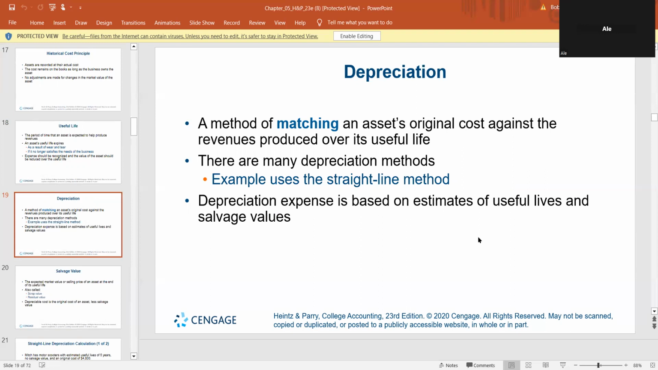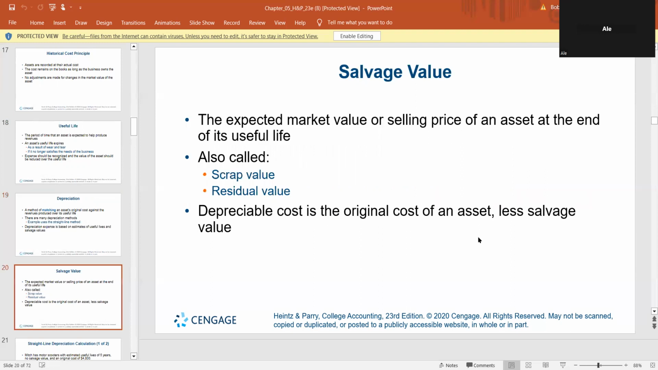Depreciation expense is based on estimates of useful lives, and we have to consider what's called salvage value, the expected market value at the end of the useful life. In other words, we bought our sales manager a big old SUV for like $100,000, and she uses that car to drive up and down the coast, schlepping product around and samples.